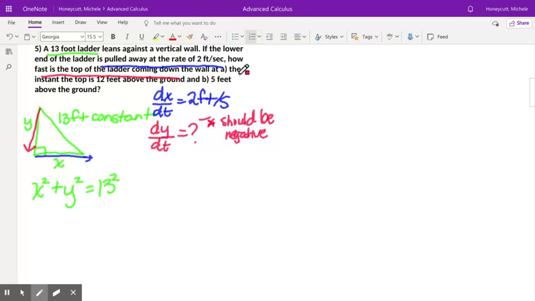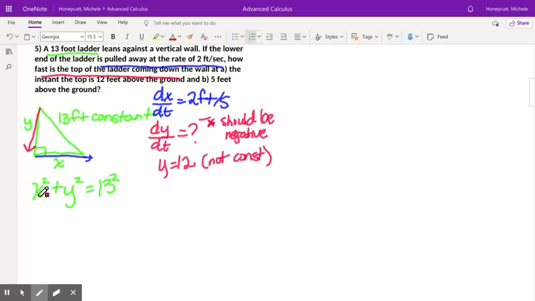What else? At the instant, the top of the ladder is 12 feet. So they want to know what's the rate when y is 12. Okay, so I'll label y to be 12. Now this y equals 12 is not constant. It changes. So that's just an instantaneous moment. So this is not constant. So I am not going to substitute 12 in for y right now. I'm going to substitute it in after I take a derivative.